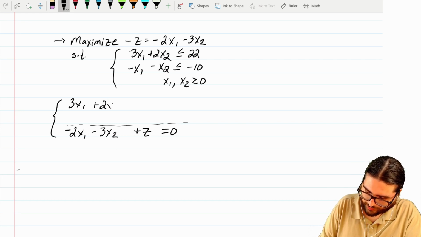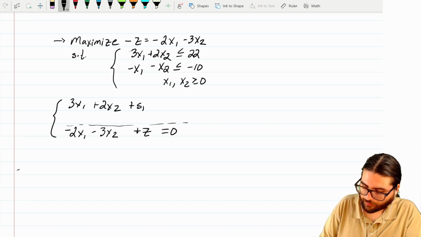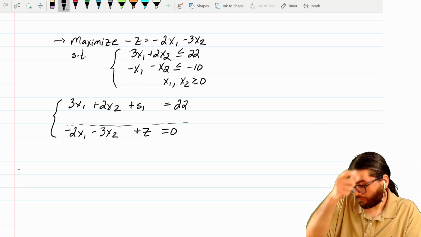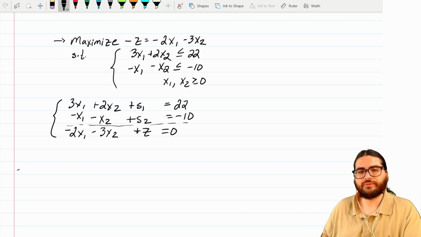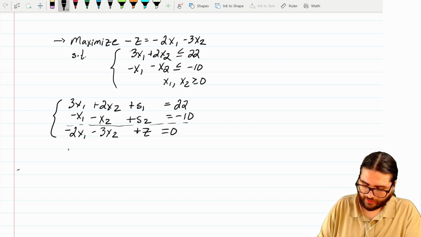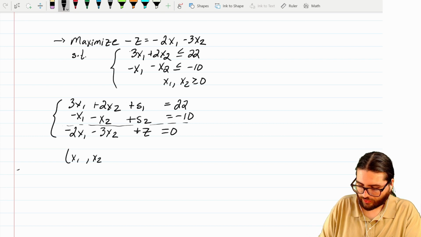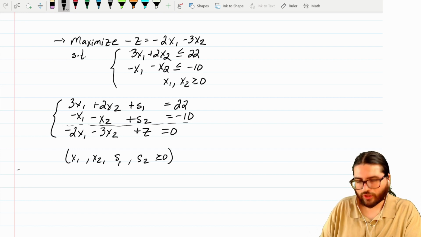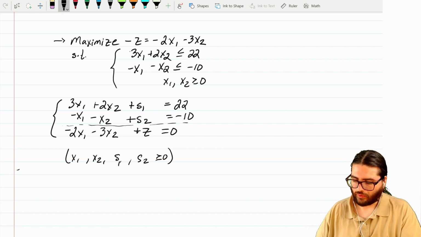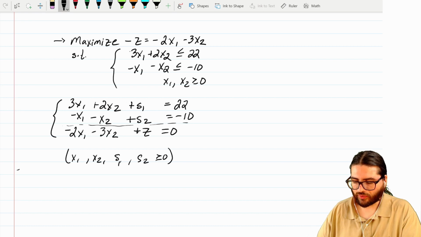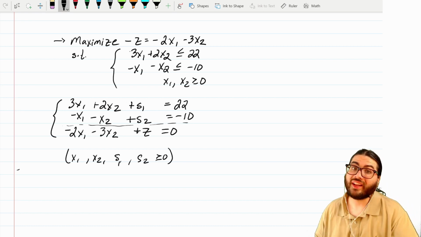3x1 plus 2x2 plus a slack variable equals 22. Now negative 1 x1 minus x2 plus slack variable number 2 equals negative 10. And now x1, x2, s1, and s2 must be positive. But remember, we don't usually write that explicitly, but that helps us remember what's feasible here. All of those have to be greater than or equal to 0. Z is allowed to be negative if it has to be.